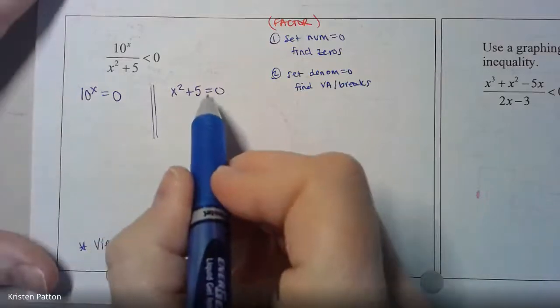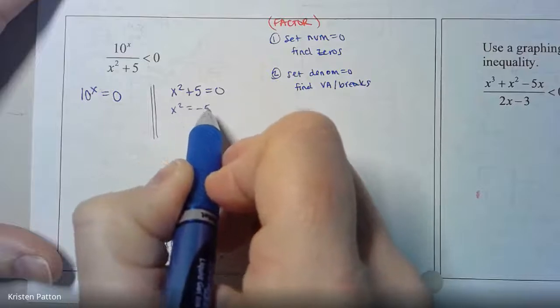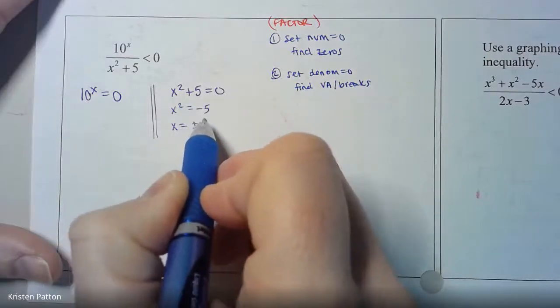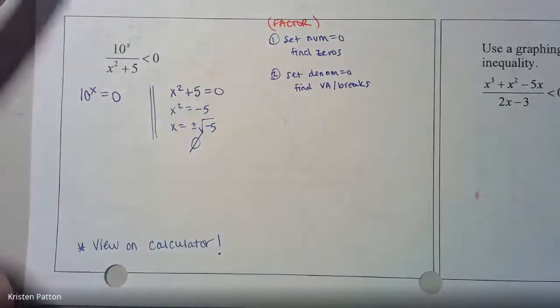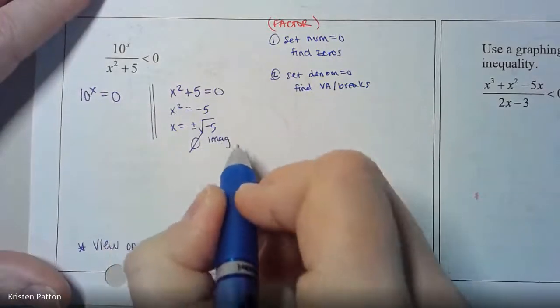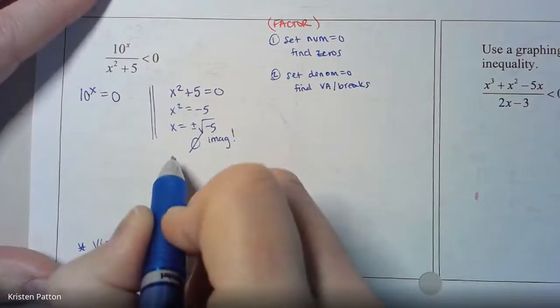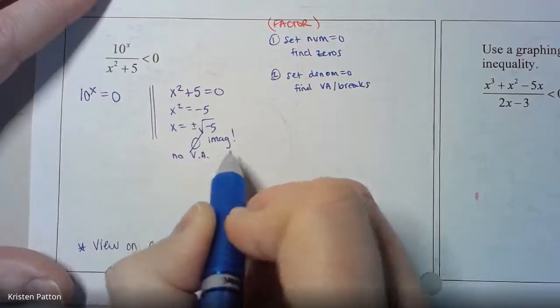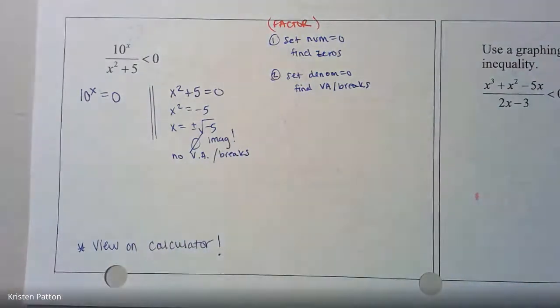In fact, let's look at the one that's probably more comfortable at this point. If I move the 5 to the other side and then I take the square root, I get imaginary numbers. And when we're talking about a graph, we don't graph imaginary answers. So if we're talking about finding problems, there are no problems, right? So I don't have any vertical asymptotes or breaks in the graph. Well, maybe that's good news. Let's go to the other side.